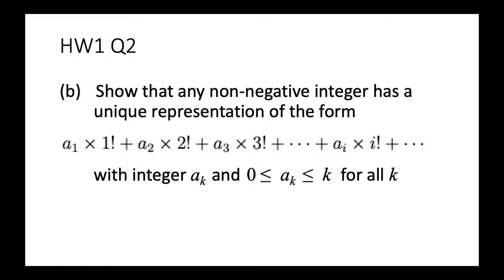Now for part B, we want to show that any non-negative integer has a unique representation of the form a1 times 1 factorial plus a2 times 2 factorial, and so on. This is an infinite series, such that each of these ai is an integer between 0 and k. So for a1, you can choose 0 or 1. For a2, you can choose 0, 1, or 2. For a3, you can choose 0, 1, 2, or 3, and so on.